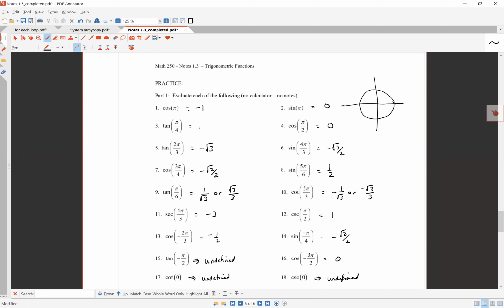So pi over 3, that's the biggest angle. That's the one that's closest to pi over 2, among pi over 6, pi over 3, and pi over 2. Remember the sine function is increasing. So sine of pi over 3, we know that sine of pi over 2 is 1. Remember those 5 famous values?